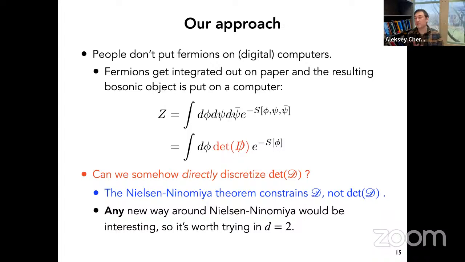So the question that we're motivated by is, could it be possible to discretize the determinant directly instead of discretizing the Dirac operator itself?